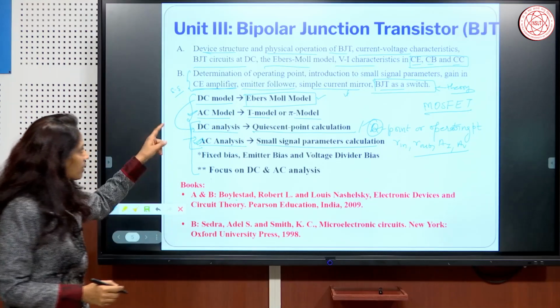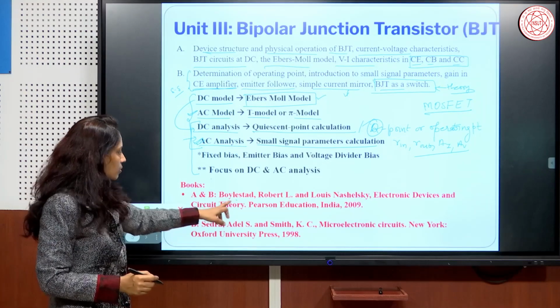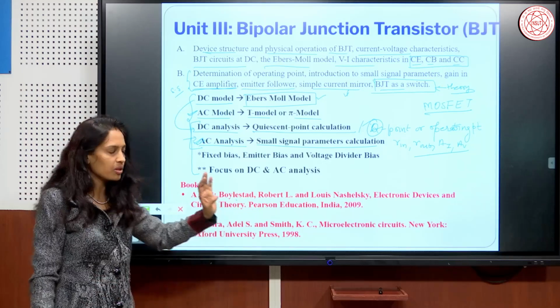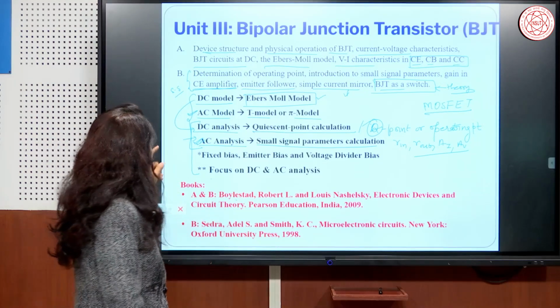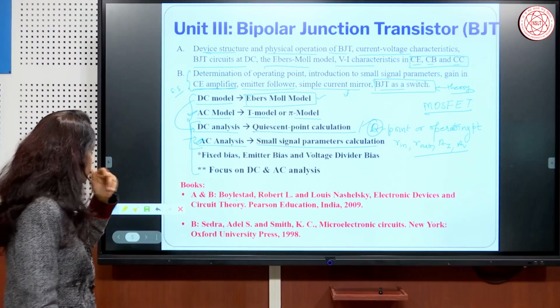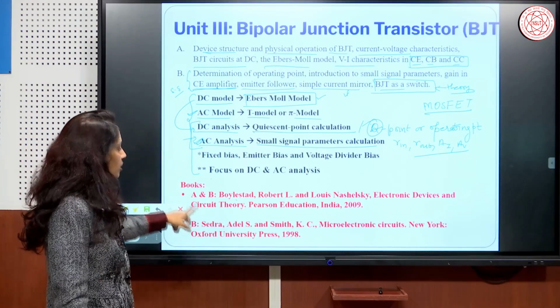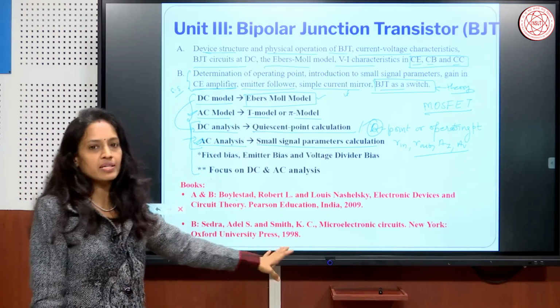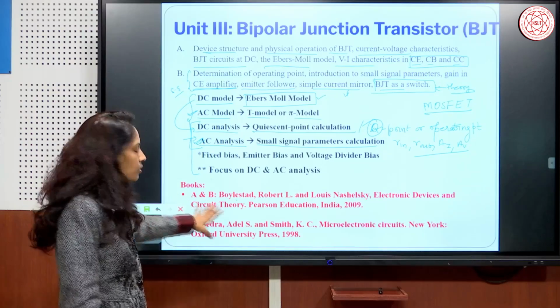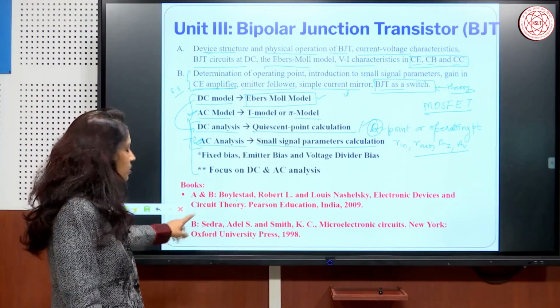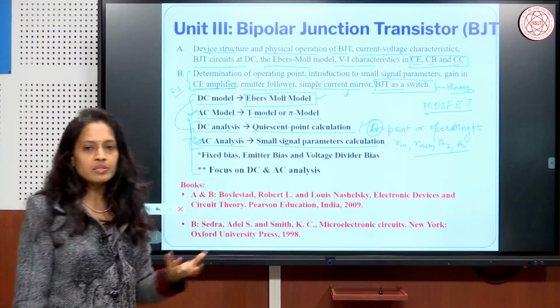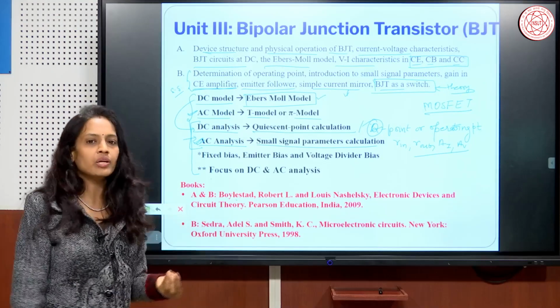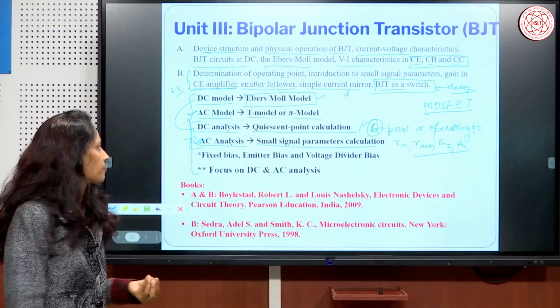So books I have already discussed. For A and B both you can refer to Boylestad, and for B part specifically you should refer to Sedra-Smith also. And numericals for B part you should take from Sedra-Smith as well. Don't concentrate only on Boylestad. You will find Boylestad to be a simpler version of Sedra-Smith, but Sedra-Smith will clarify your concepts in more detail.